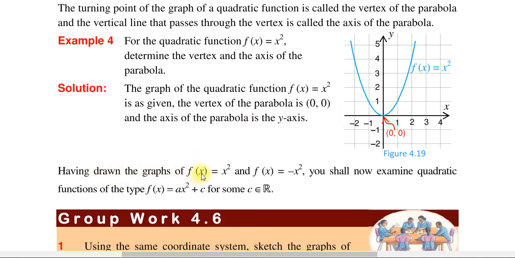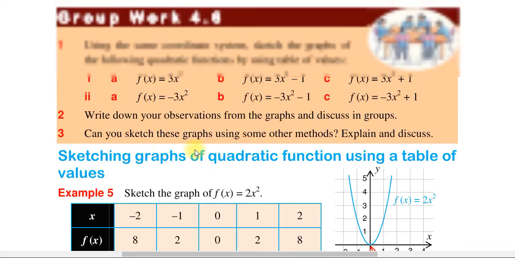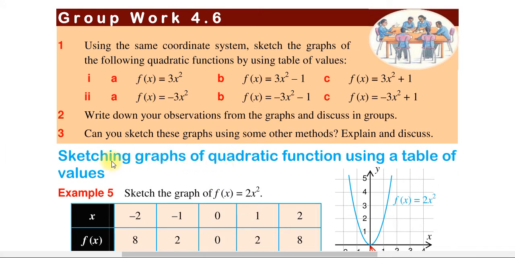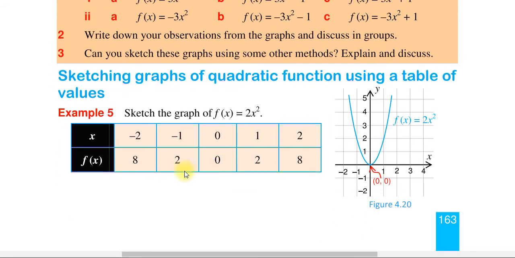Having drawn the graph of f of x equal to x square and f of x equal to negative x square, you shall now examine a quadratic function of the type f of x equal to x square plus c, for some c an element of R. Another topic here is sketching graphs of quadratic functions using a table of values. For example, sketch the graph of 2x square.